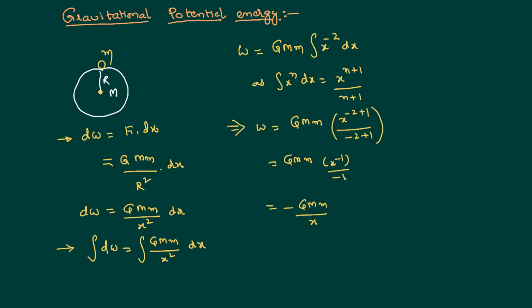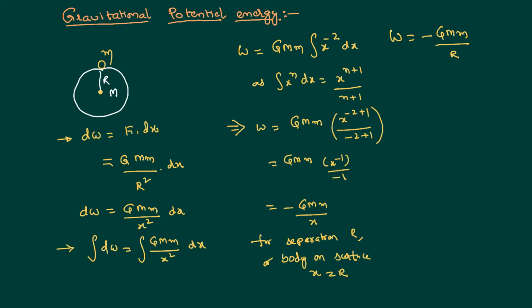If the separation is r, that is, the body is on the surface, automatically the value of x becomes r. That implies the work done for that is minus G M m by the radius of the earth. Well, we have done this much work.